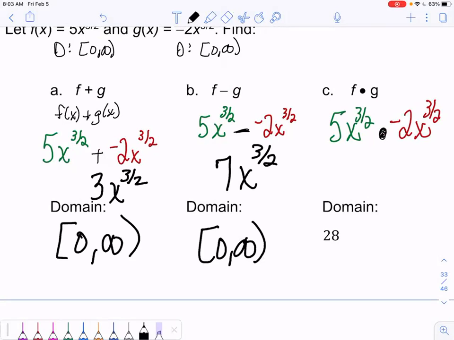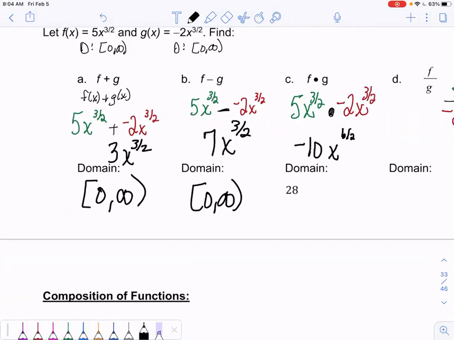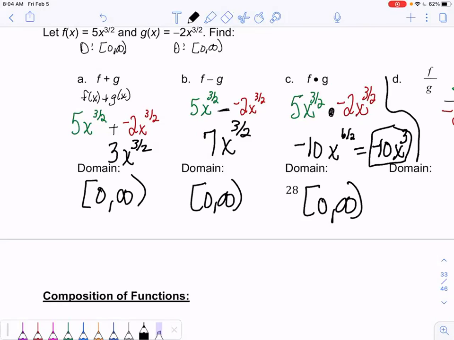The next one's multiplication, so be careful. Multiply the numbers in front. If I multiply those numbers in front, I get a negative 10. Add the exponents. What is 3 halves plus 3 halves? Ella? 6 halves, and 6 halves reduces to 3. Sorry, I kind of went a little wonky there. So add in your exponents, 3 halves plus 3 halves. You add the tops, you get 6. The domain doesn't change though, because of the original 2.